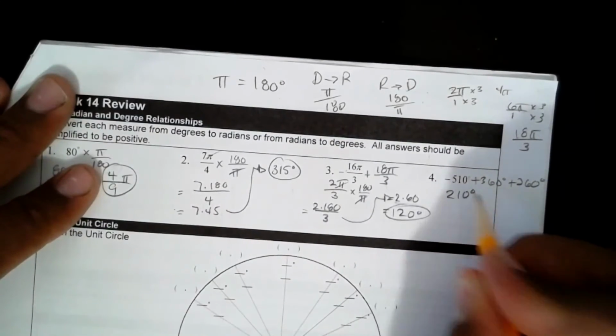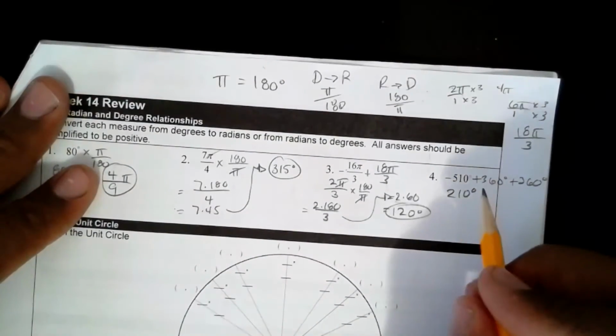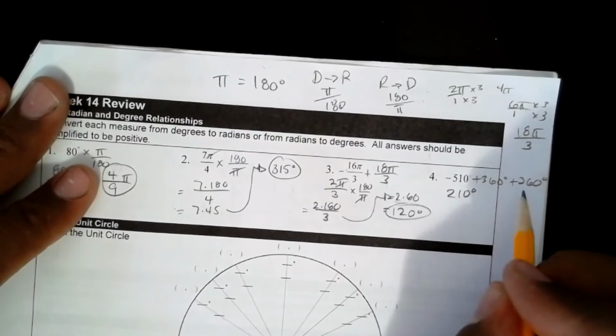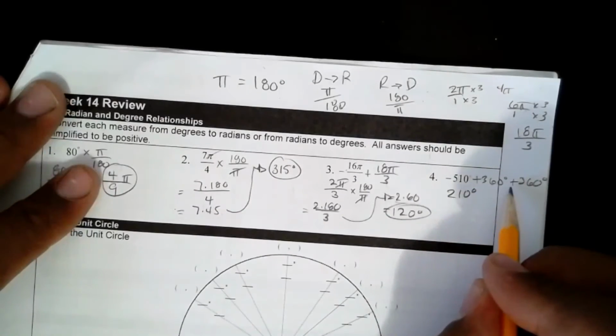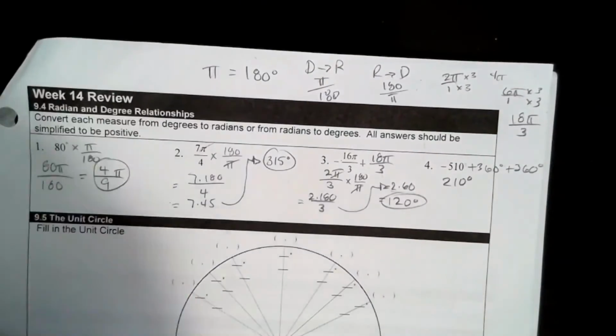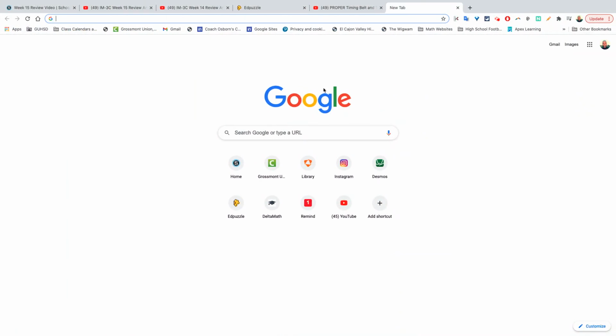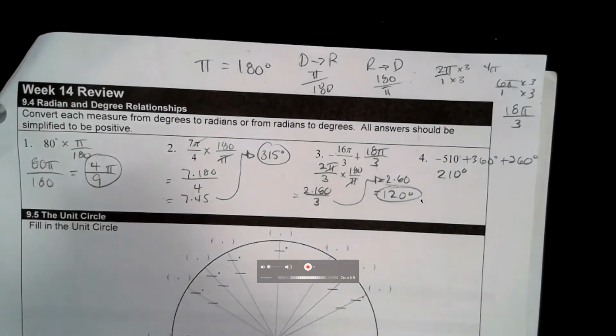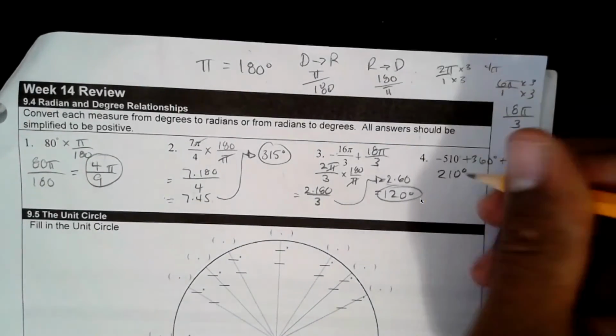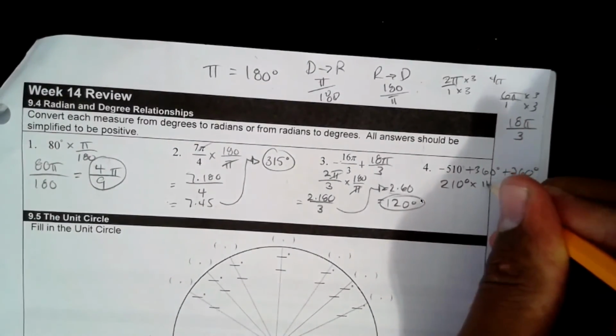So 210 degrees. All right, so the only issue here, oh wait, actually, is that 720? No, that's not right. Let me do this on Desmos. That just doesn't feel right. Let me just double check it. Okay, so negative 510 plus 360. Oh, I guess it was right. Okay, all right, so just wanted to be sure. You guys should do the same when you're working on these.